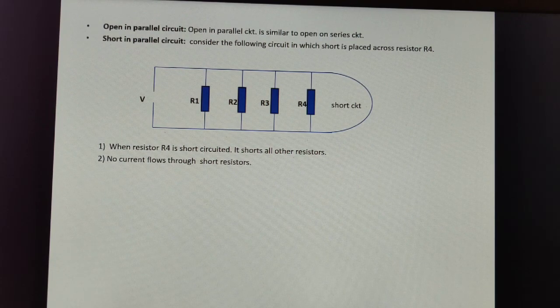Then short in parallel circuit. Consider the following circuit in which short is placed across resistor R4. So the first case is when resistor R4 is short circuited, it shorts all other resistors. The second is no current flows through other resistors. With this we stop here.